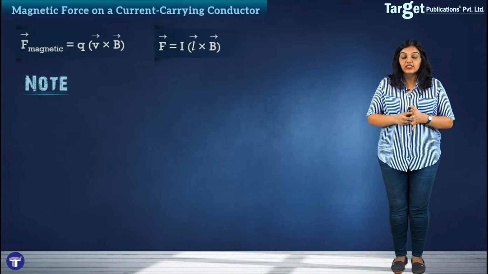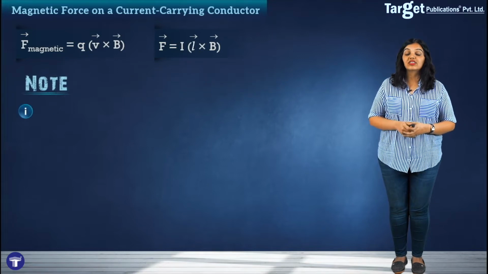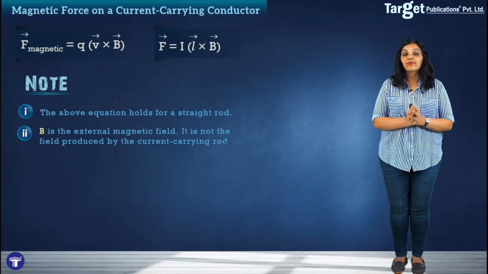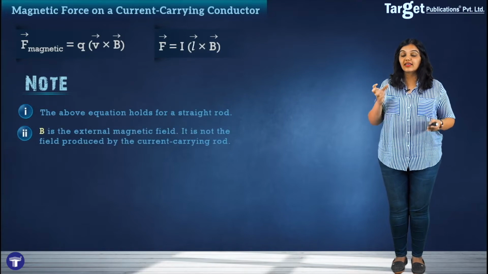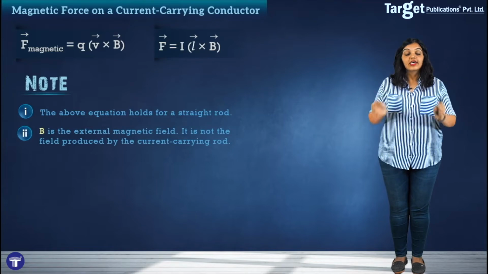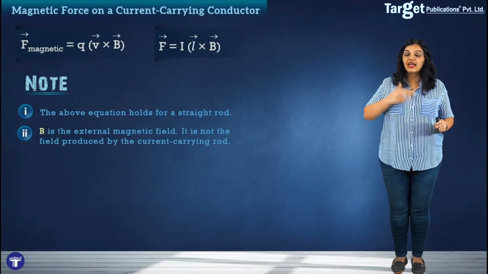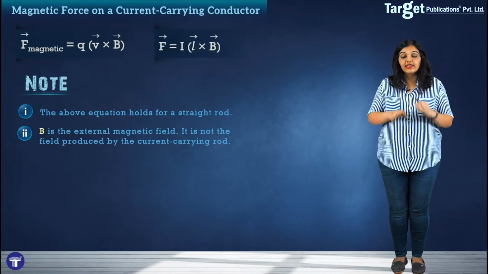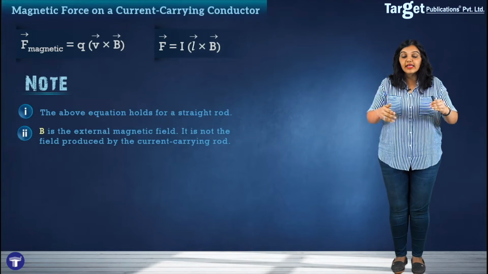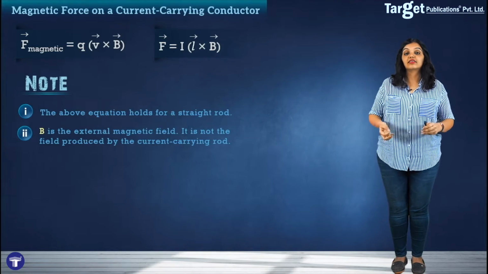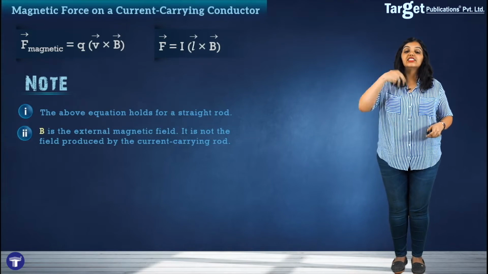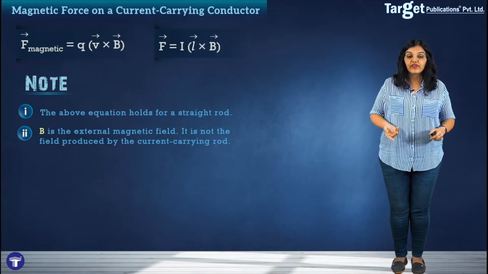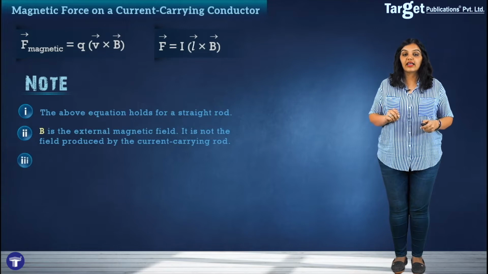So some points to note about the second expression is that this expression can only be used for a straight rod. Secondly, we have to remember that here we had placed the current carrying conductor in an external field. So we are not calculating the force on a current carrying conductor due to the charges which are inside the conductor itself. No, we are saying that there is already a magnetic field. In that magnetic field, we are placing a current carrying conductor, and therefore I say that B is the external magnetic field. This B in this equation is the external magnetic field. It is not the field produced by the current carrying rod.